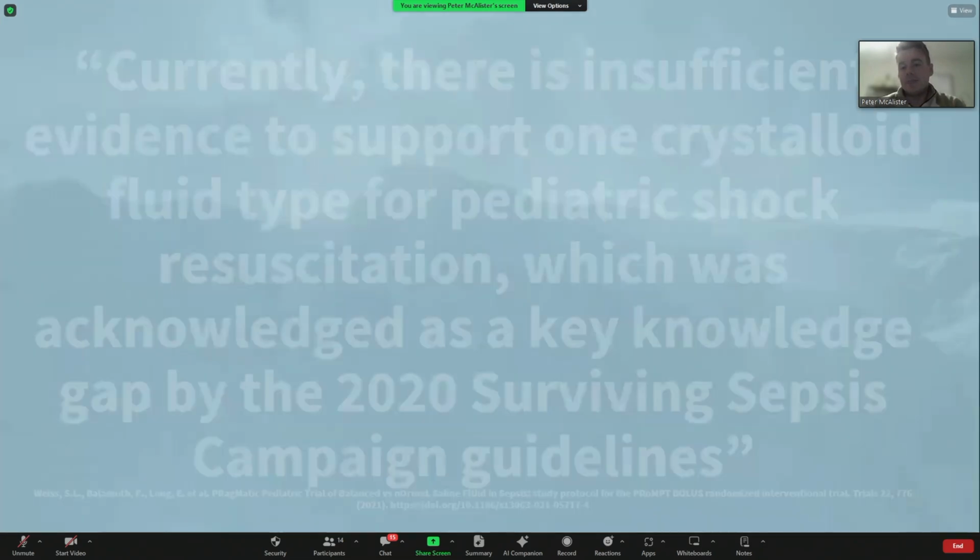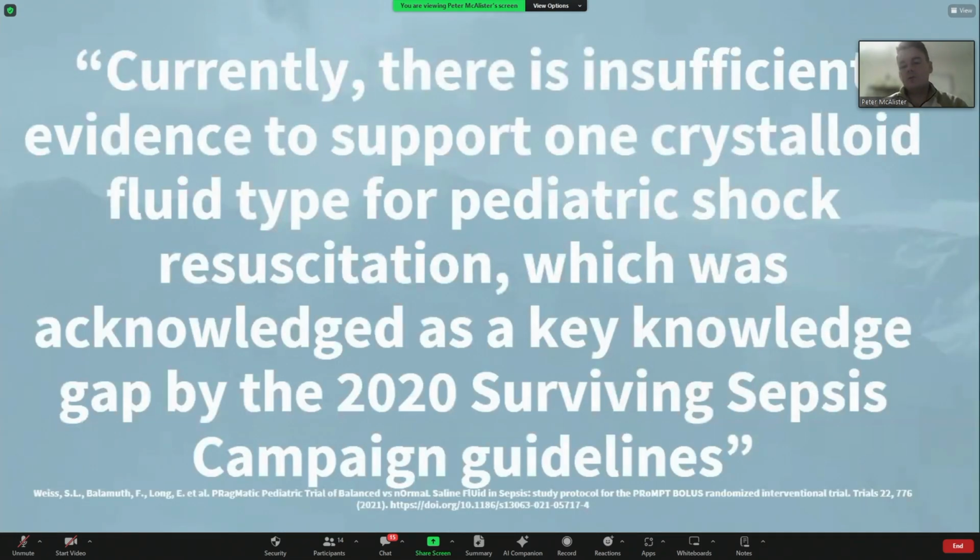So I think this hopefully will draw everything to a close, summarize everything perfectly, and make my argument for me, to be honest. This comes from the PROMPT BOLUS study, which is currently ongoing. It's a randomized controlled trial looking at balanced versus normal saline in the management of pediatric sepsis. I'm going to read it out because I think it's really important. Currently there is insufficient evidence to support one crystalloid fluid type for pediatric shock resuscitation, which was acknowledged as a key knowledge gap by the 2020 Surviving Sepsis Campaign guidelines.